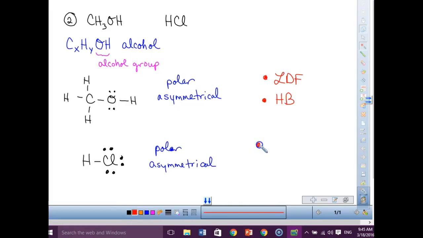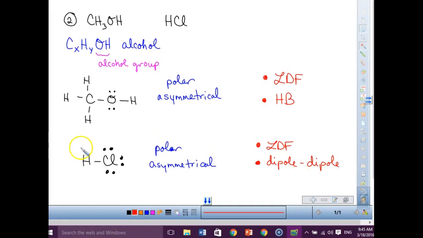Alright, and so it also has LDF. But since it's polar, we have to decide if it has dipole-dipole or hydrogen bonding. Does it have the structure for hydrogen bonding? Nope. It has hydrogen, but the hydrogen is not attached to nitrogen, oxygen, or fluorine. Chlorine is not included in that whole hydrogen bonding thing, so we call it dipole-dipole.